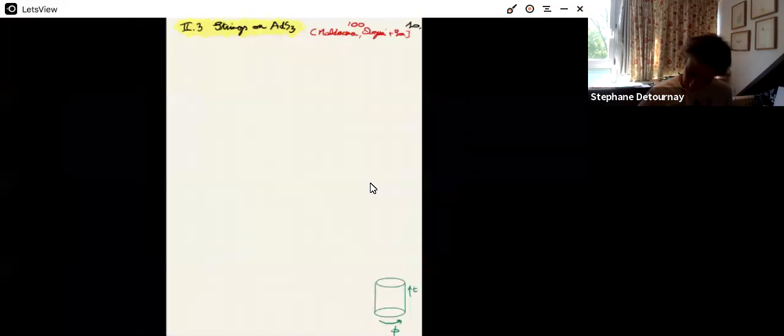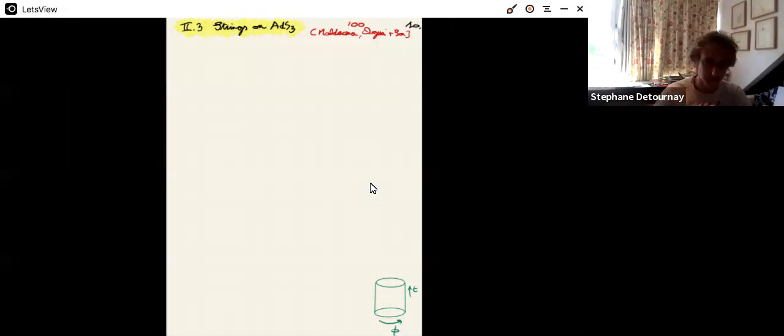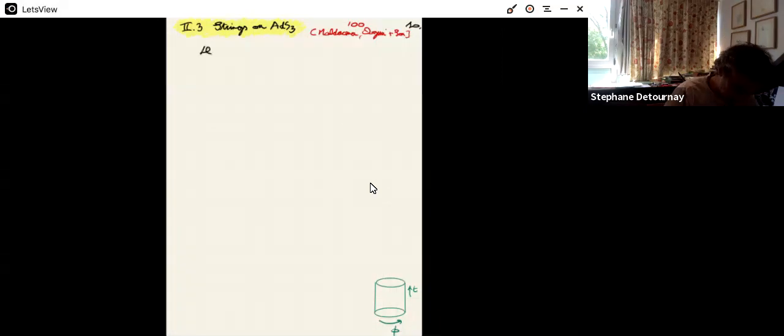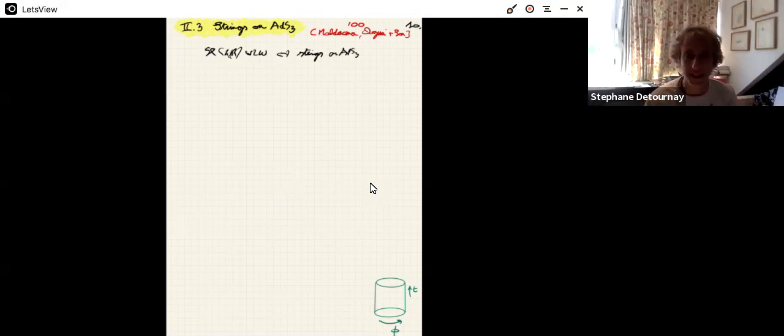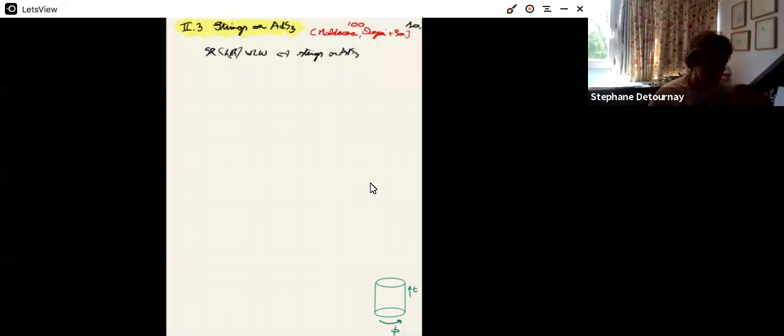Okay, good. So let me now review pretty quickly strings on AdS3, because we will need this later in the talk when we talk about the black string. As we have mentioned, the SL(2,R) Wess-Zumino-Witten model describes strings on AdS3, because AdS3 is the SL(2,R) group manifold. The same way that the three-sphere is the group manifold of SU(2), AdS3 is the SL(2,R) group manifold, supported by Neveu-Schwarz fluxes. The three-form here is just the volume form on the group manifold.